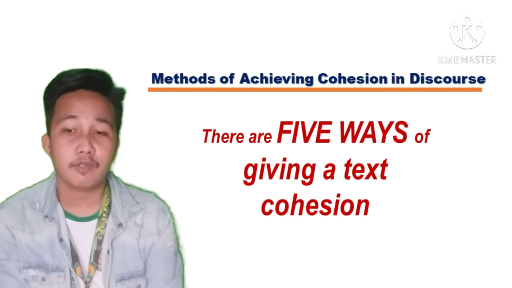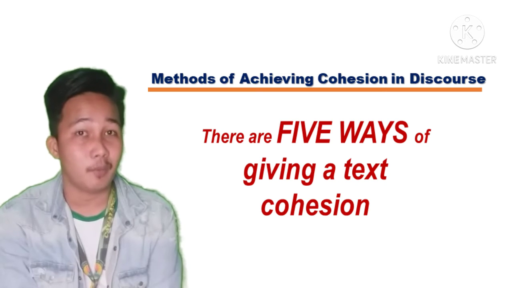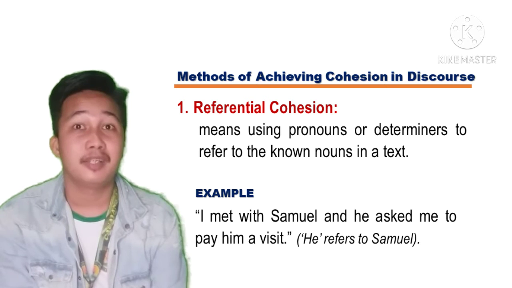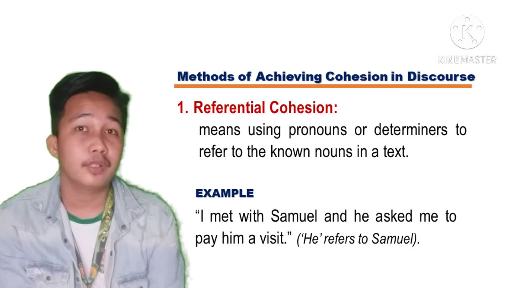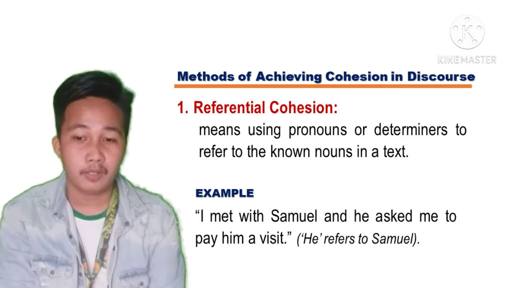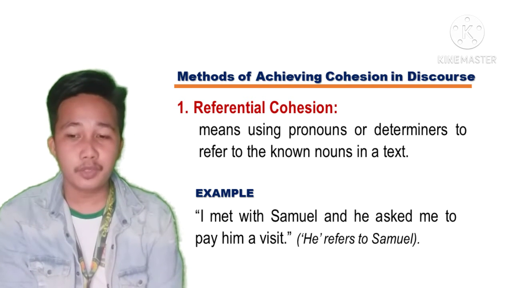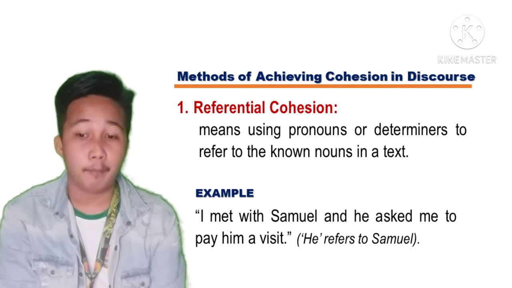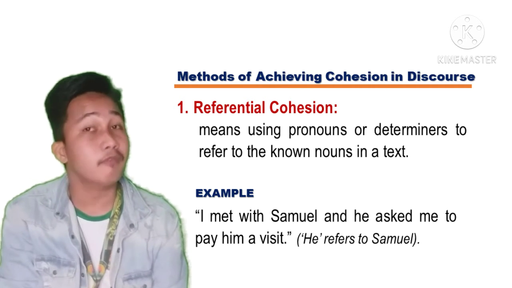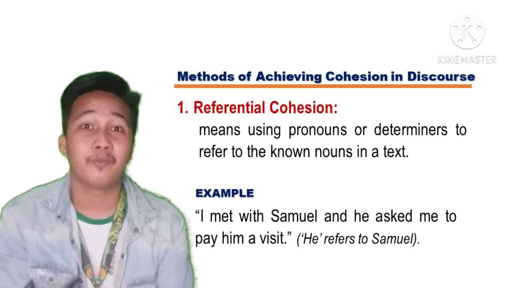So there are five ways of giving a text cohesion. Let us illustrate them and embark on our detailed discussion. Number 1 is referential cohesion. This means using pronouns and determiners to refer to the known nouns in a text. For example, I met with Samuel and he asked me to pay him a visit. So we use the pronoun he to refer to Samuel, instead of saying I met with Samuel and Samuel asked me to pay him a visit, which is redundant.